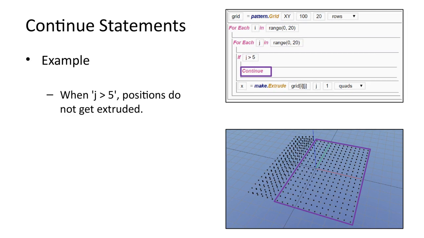Here is the same example again. But the condition for executing the continue statement has been inverted. As a result, the last 15 positions of each row are not extruded.